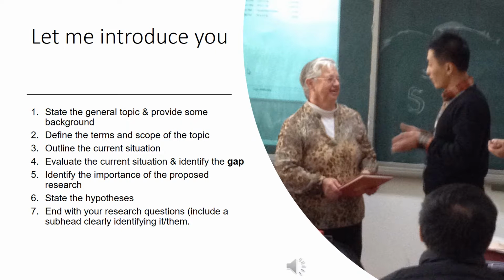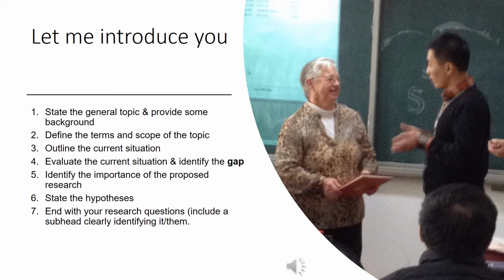Just like any other paper, you're going to introduce your topic, you're going to state the general topic, you're going to provide a little bit of background, not in great depth, because that's included in your literature review. You're going to define the terms and the scope of the topic. If you have particular terms that you use, this is a good place to include them, or that you found in your research that you believe readers won't know or understand. You can outline the way things currently are.